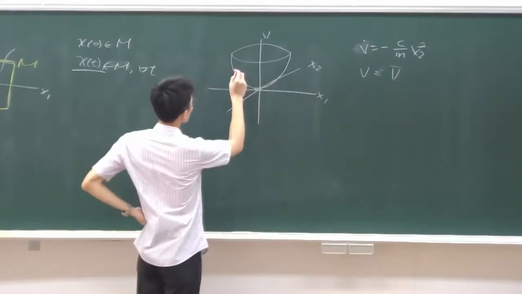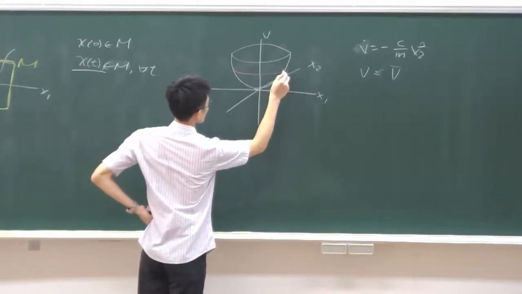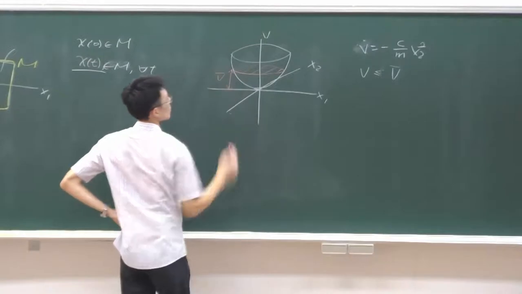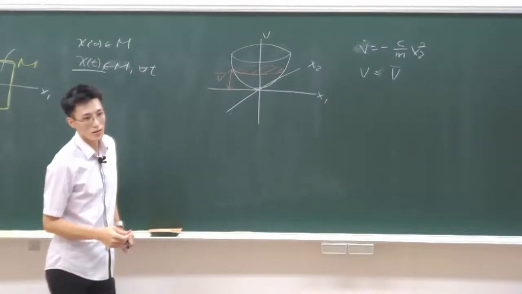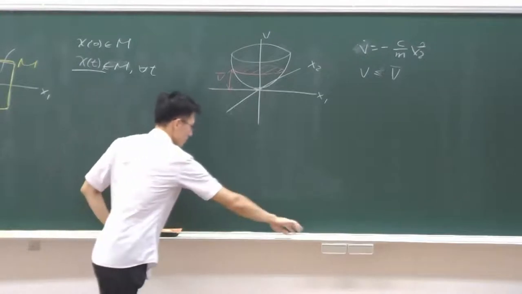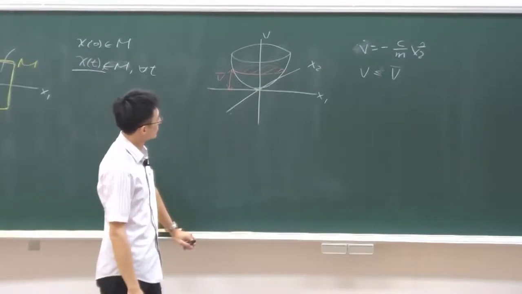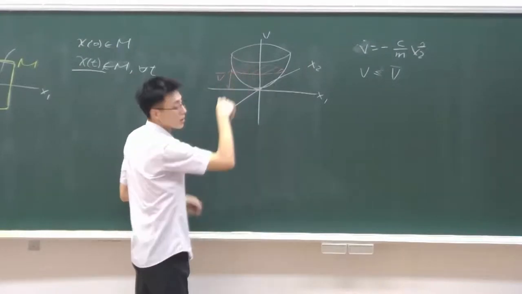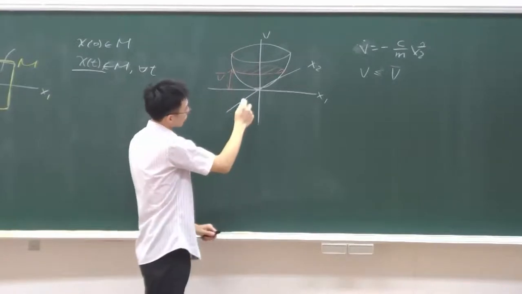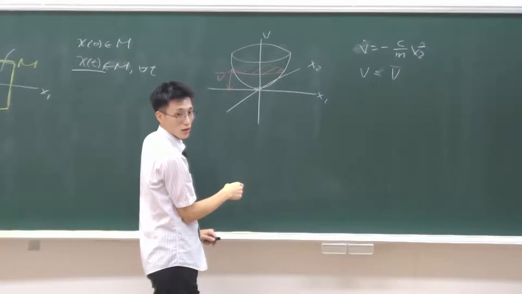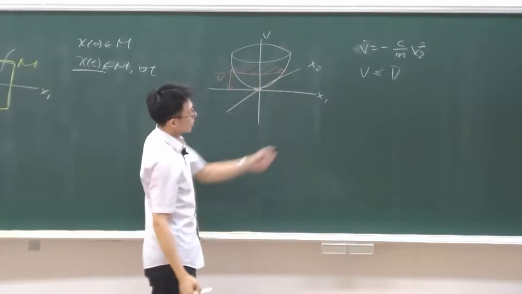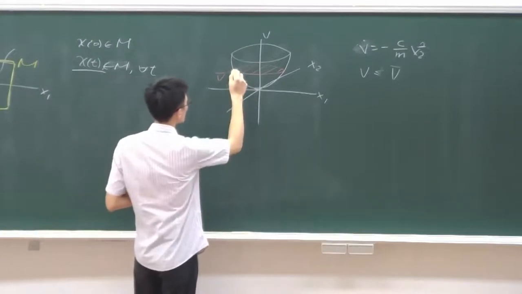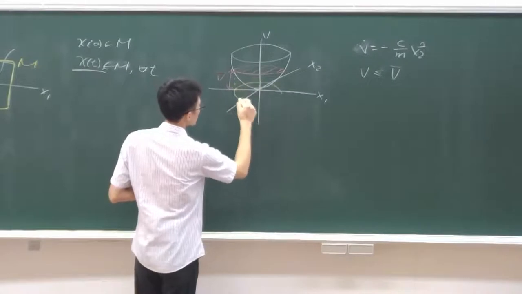So V bar could be the intersection of this. Because of this condition, okay? It never increases. So V cannot be greater than this level. Okay. So now we're going to see what the phase portrait is based on this condition. What's the phase portrait? So the projection of this is some area, right?